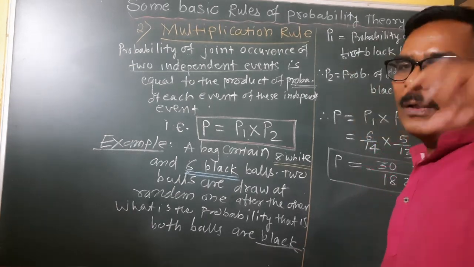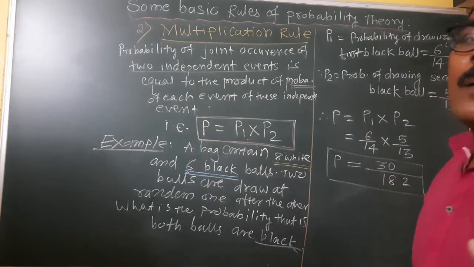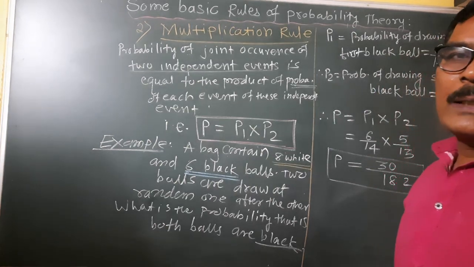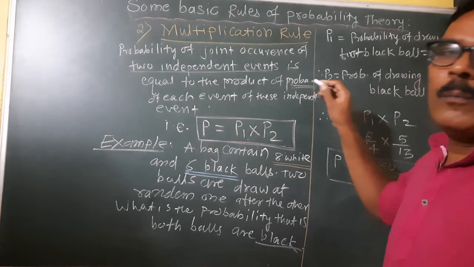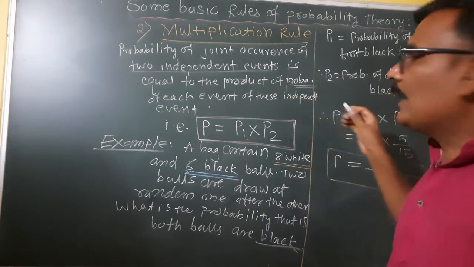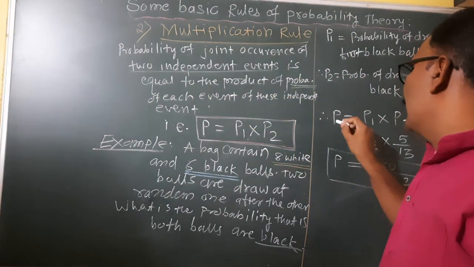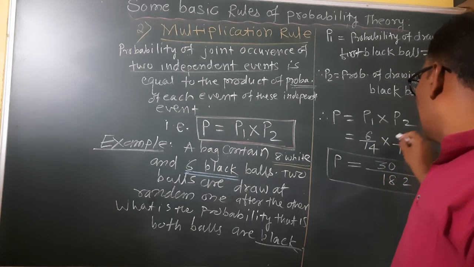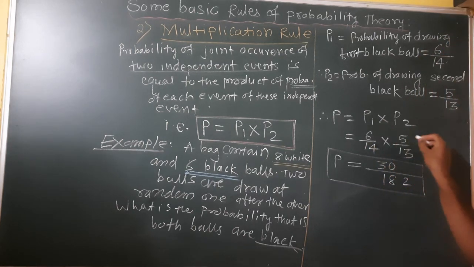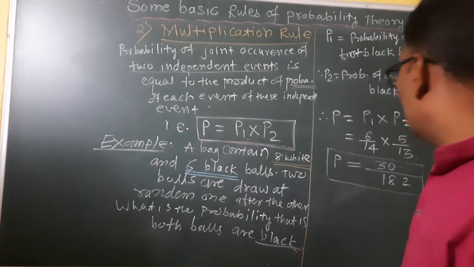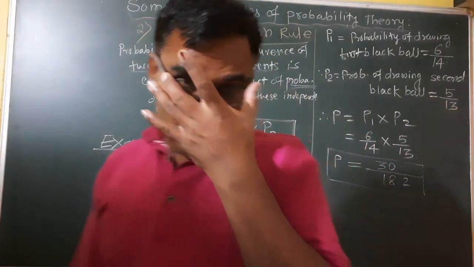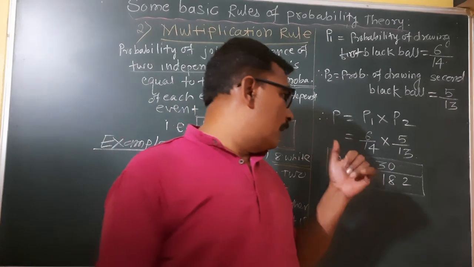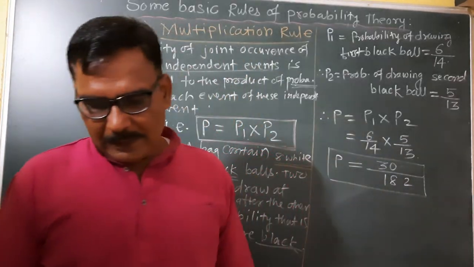Secondly, we draw a black ball again. The remaining black balls are now 6 minus 1, that is 5, and the total number of balls is 14 minus 1, that is 13. So 5 by 13. The formula is P equals P1 P2. Finally, 6 upon 14 into 5 upon 13 gives 30 divided by 182. This is the probability for that event.